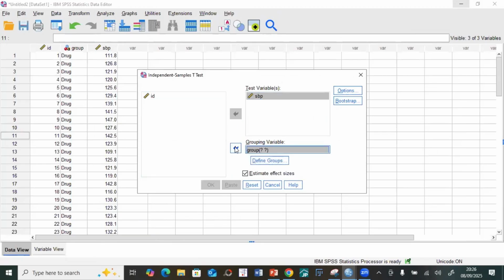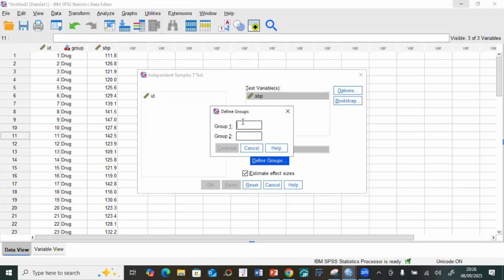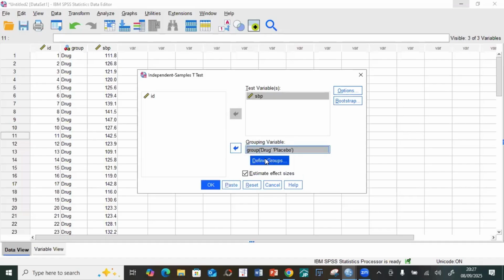So this will be the grouping variable. We define our groups: the drug group and the placebo group. Now, the importance of coding is that if we had coded our data into 1 and 2 or 0 and 1, it would be very easy to put 0 and 1 here. The problem is that if there's even a typo here, you'll not get your result. These wordings have to be exactly what is in these groups. Anyway, you define your groups.